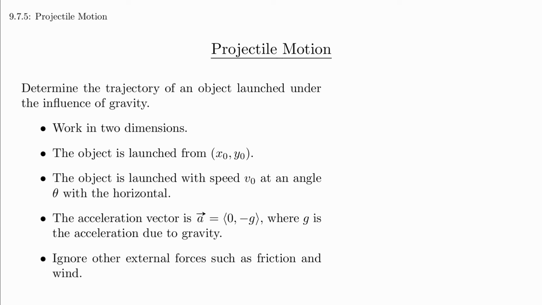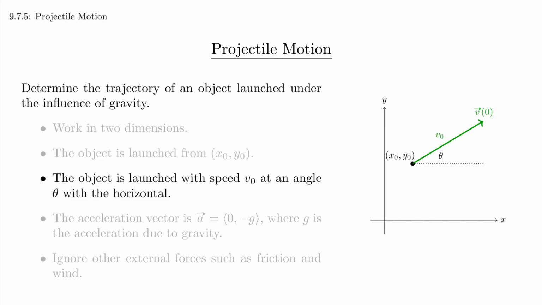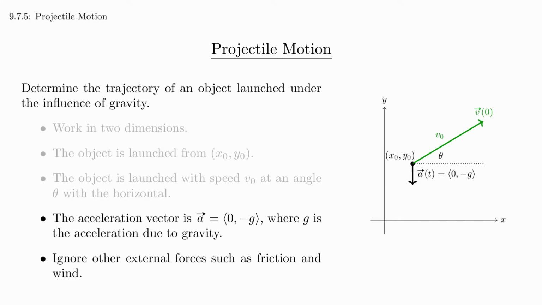This is a lot of little pieces of information, so we'll start by making a quick diagram of this to guide us as we work through the problem. We are in 2 dimensions. The object is launched from the position x0, y0. The object is launched at a speed v0 at an angle theta with the horizontal. The acceleration is 0, negative g.